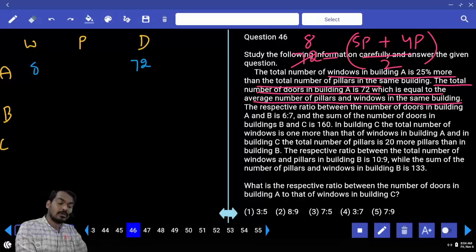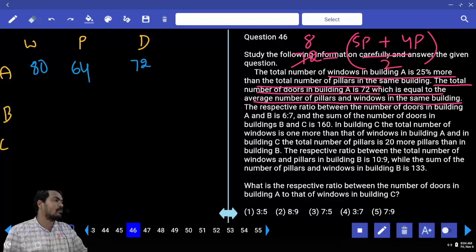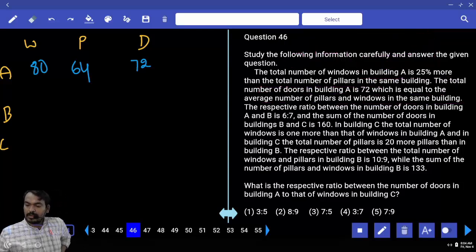5 parts is how much? 80. 4 parts are how much? 64. 80 plus 64, how much? 144. Average means 72, or not? Yes or no? Next, what is the next point?